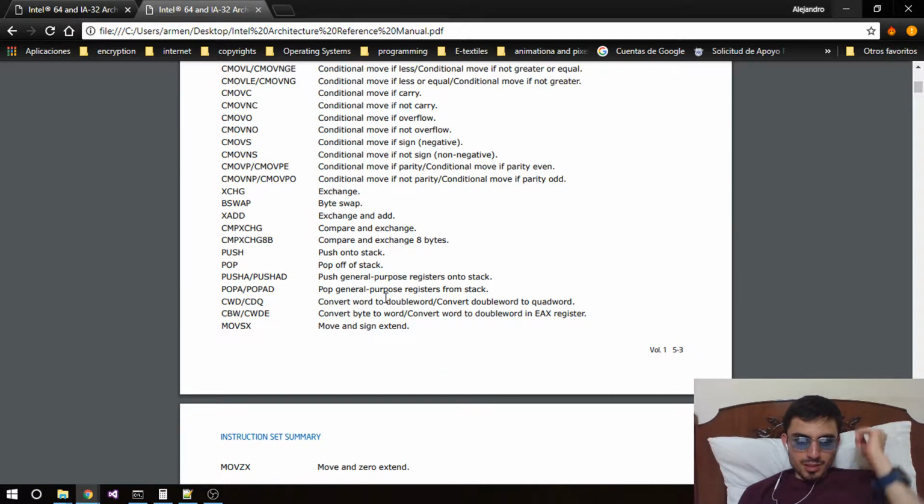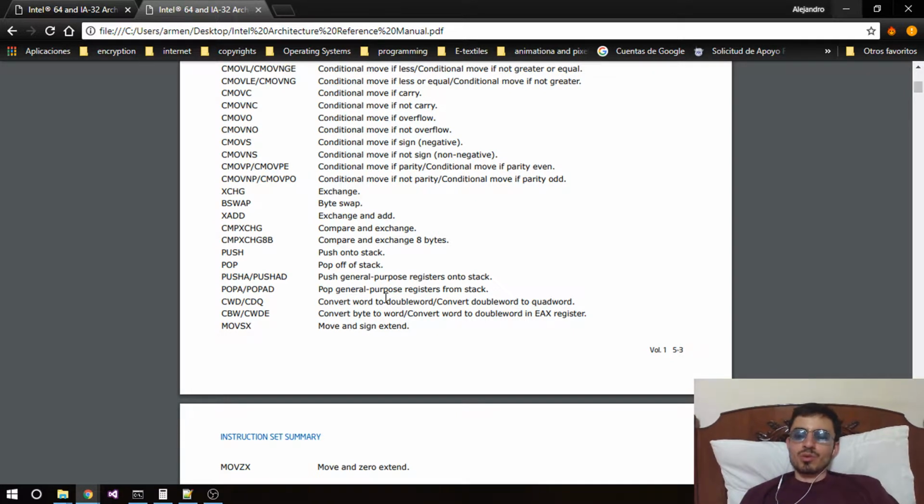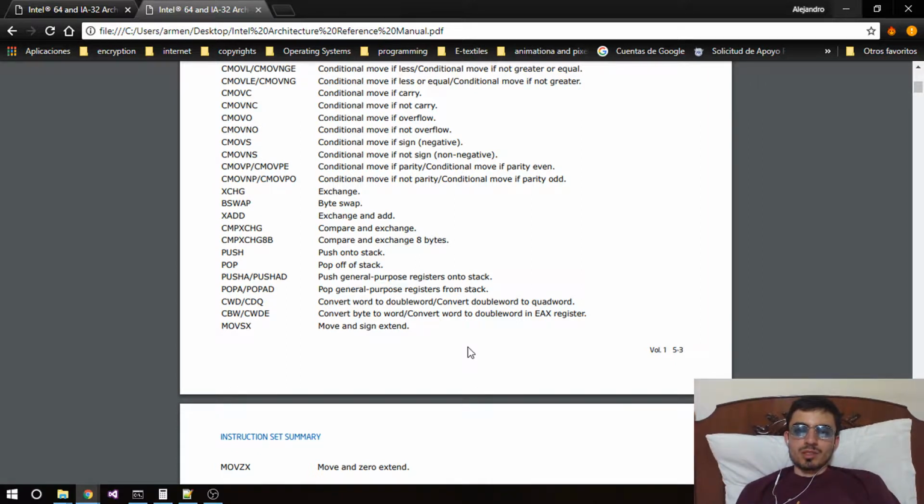So probably the CWD is a more general instruction that works with words and double words, and it can be on any register. But if you wanted it to process on EAX, it has to be CBW, or the same instruction but with a different mnemonic, CWDE.